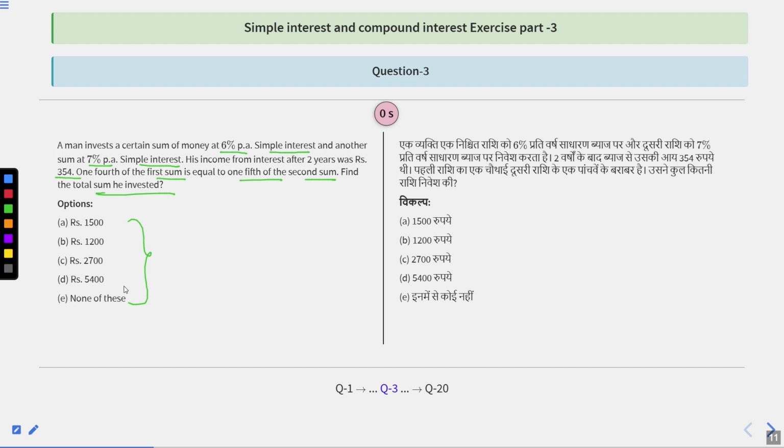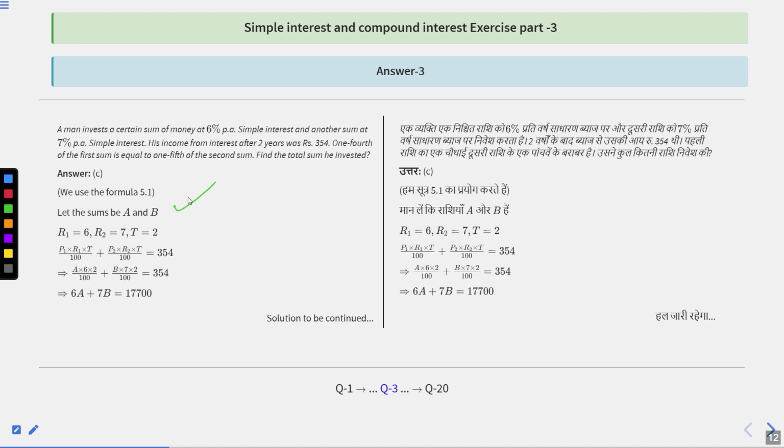Now time's up. Let's see the solution. Let the sums be A and B, because the question says that they invested two different amounts. First is at 6% per annum and another is at 7% per annum. So the rates of interest are 6% and 7%, time is 2 years. So the total simple interest he earned after 2 years is 354. So what will be the simple interest? P1 into R1 into T upon 100 plus P2 into R2 into T upon 100 is equal to 354. So we just put the values.